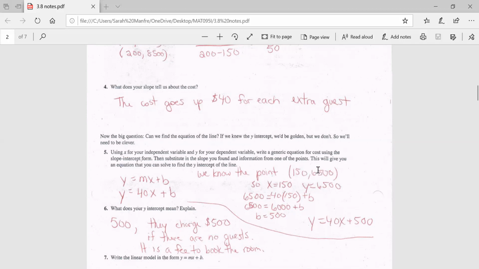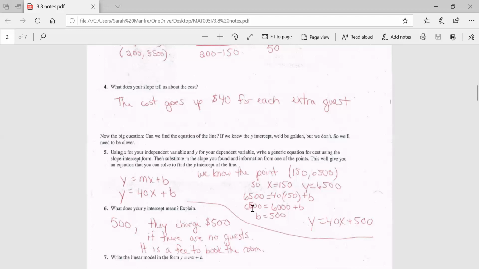And what do we know about this point? We know that x is 150, and we also know that y is 6,500. So if I take this equation that we found over here with our slope in it, and I replace y with 6,500, and I replace this x with 150, we get this equation. 6,500 is equal to 40 times 150 plus b. 40 times 150 is 6,000.